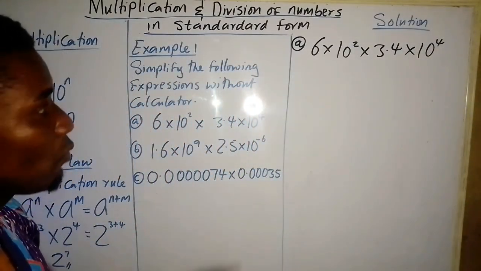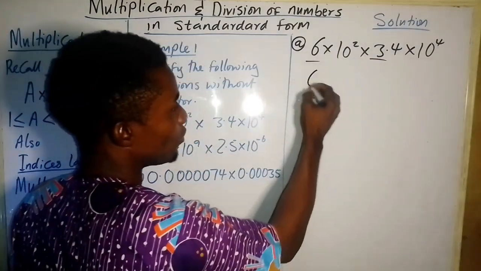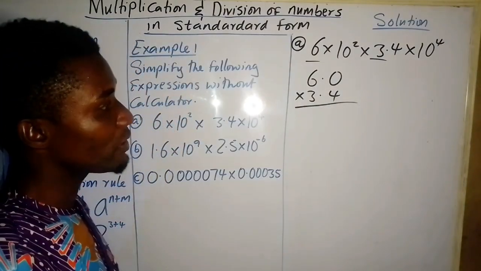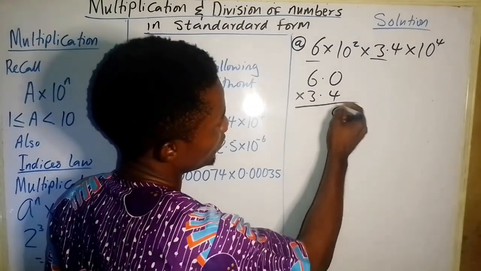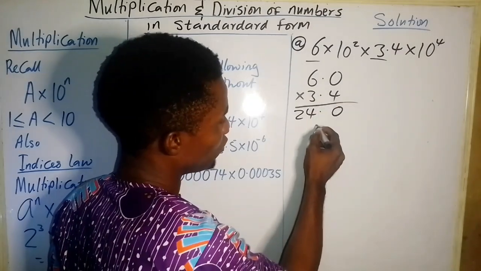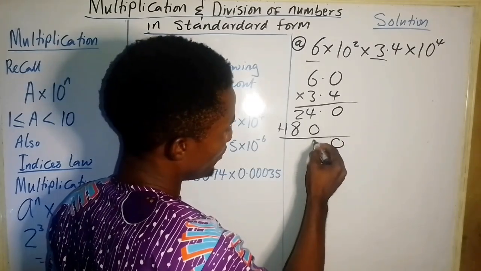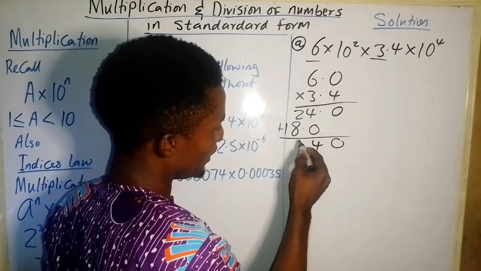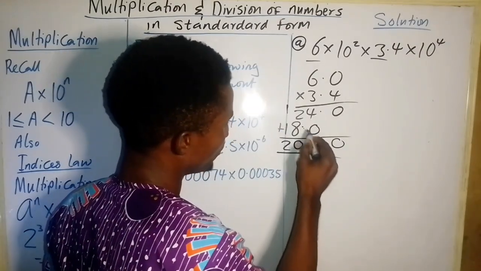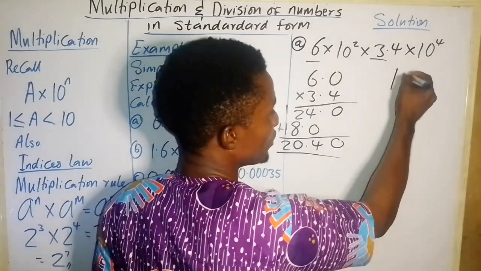In this case, all we need to do is to multiply the coefficients first. We have 6.0 times 3.4. 4 times 0 gives us 0. 4 times 6 gives us 24. So you have 24.0. 3 times 0 is 0. 3 times 6 gives us 18. So you add up the numbers. We have 0, 4, and we have our point here. 2 plus 8 gives us 10. You write a 0, carry your 1, 2. So this is going to give us 20.4.